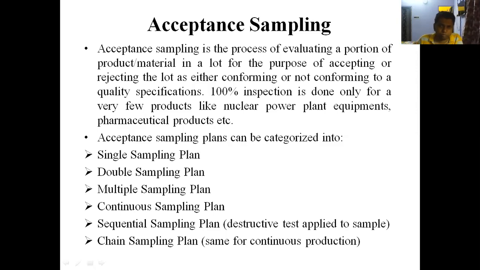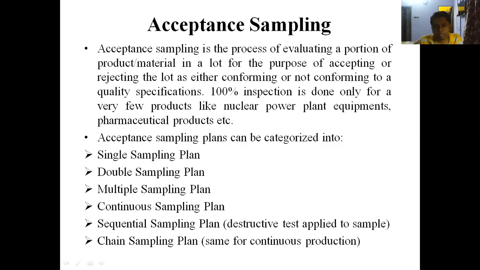So let's first take a look at the definition of acceptance sampling. Acceptance sampling is the process of evaluating a portion of product or material in a lot for the purpose of accepting or rejecting the lot as either conforming or not conforming to quality specifications. 100% inspection is done only for a very few products like nuclear power plant equipment, pharmaceutical products, etc.